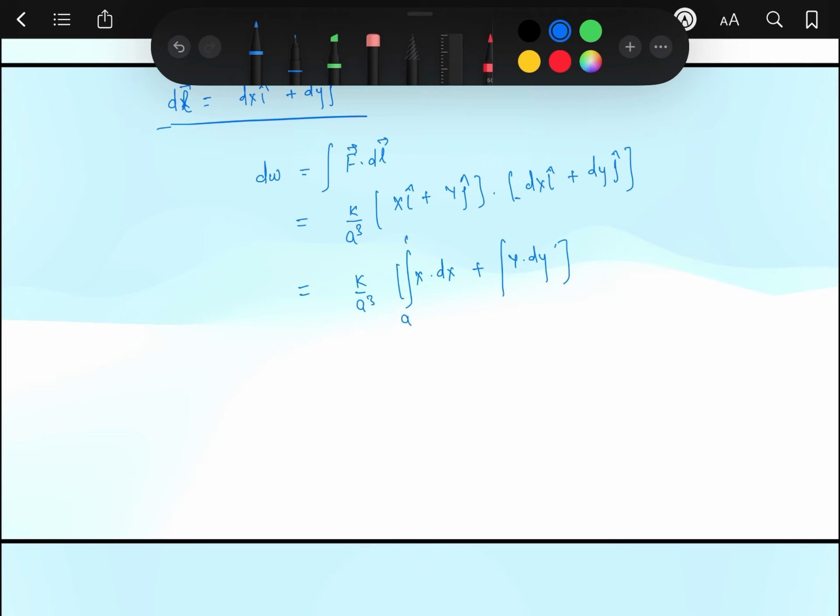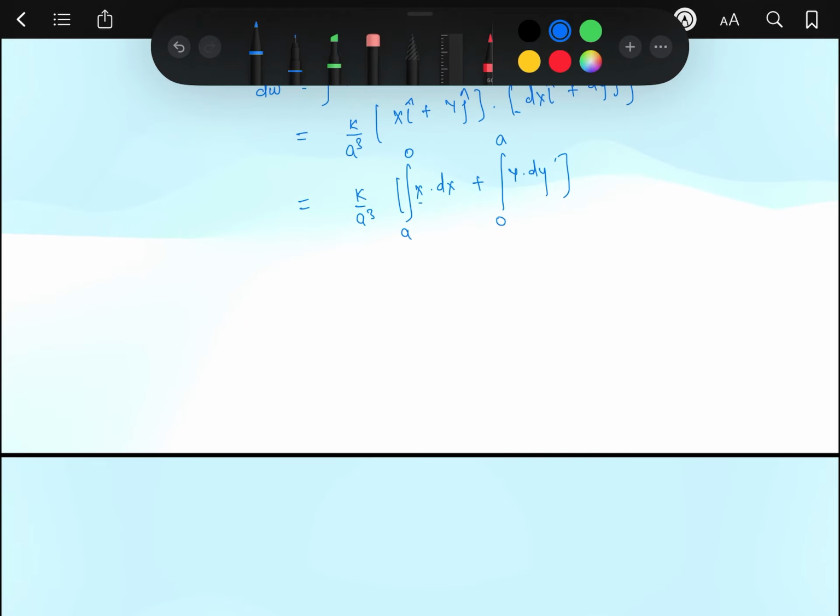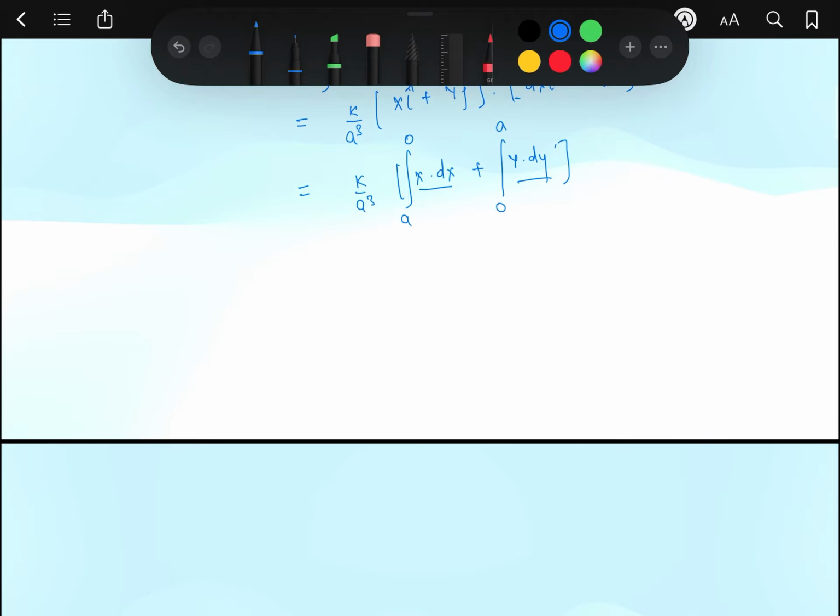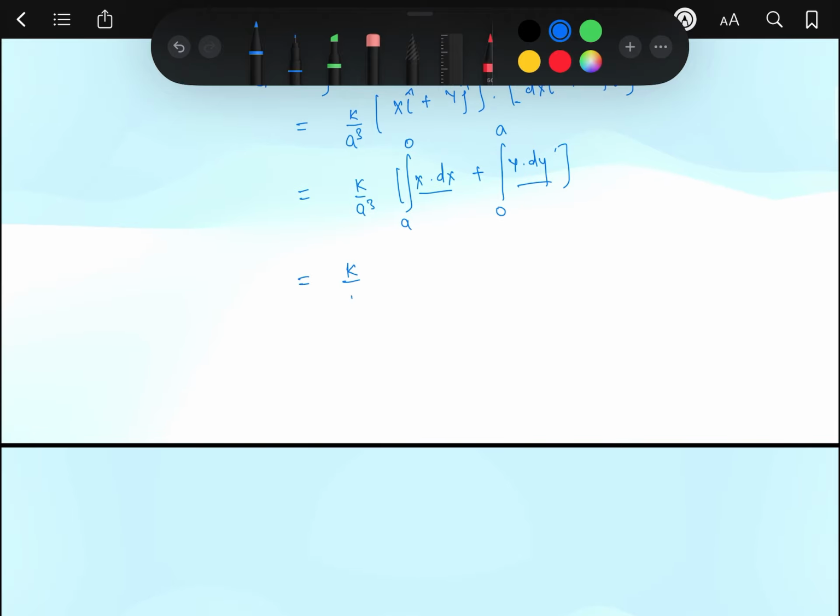From a to 0, and the value of limits for y is what? From 0 to a, okay. So now we have to integrate this and substitute these values. Then it will be equal to k by a cube into the integration for x dx, which is x square by 2, with limits from 0 to a, plus the integration for y dy, which is y square by 2, and the limits are from 0 to a.